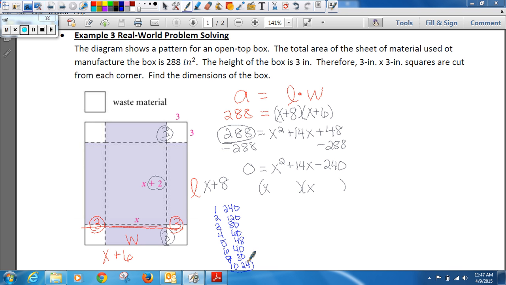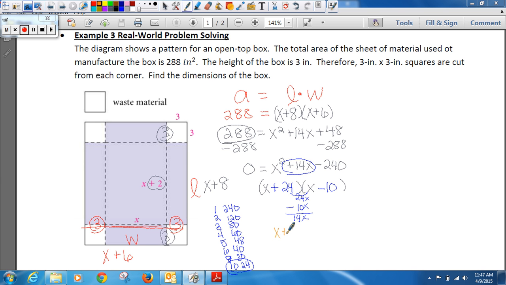I can stop when I find my answer. 10 and 24. If I do 24 minus 10, it gives me the 14 I need. So I have 24 and 10. Since this is bigger, my bigger number needs to be positive. So if I check to make sure it works, that would give me 24x. That would give me negative 10x, which would give me a positive 14x. So it does work. And now I'm going to use the zero product property to go ahead and solve it.